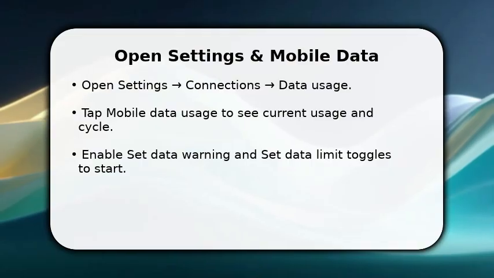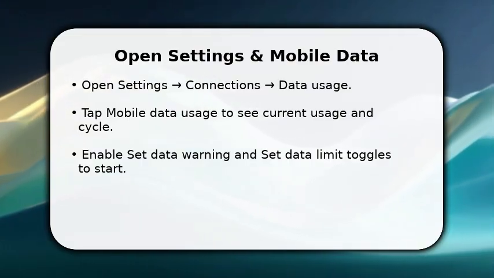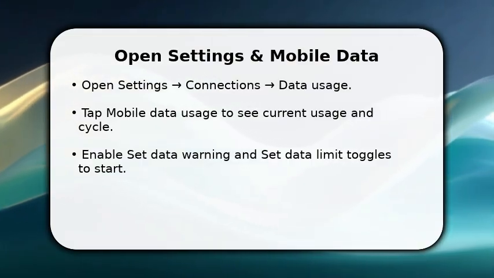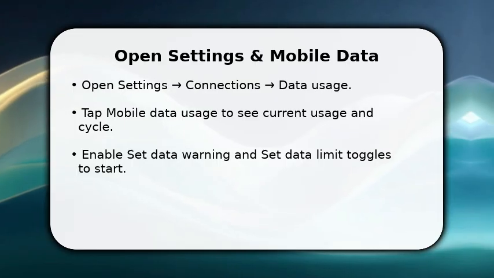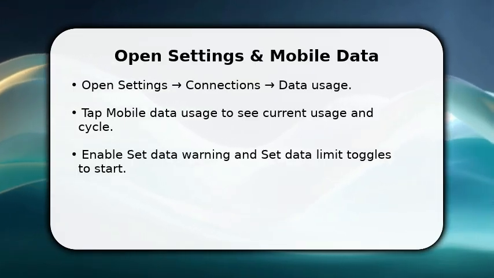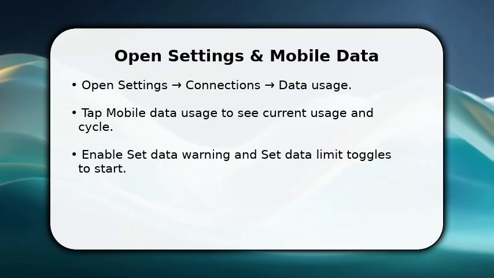You start by opening Settings and tapping Connections. This puts you where mobile data controls live. Once there, choose Data Usage, then Mobile Data Usage, so you see the current billing cycle and per app counts.